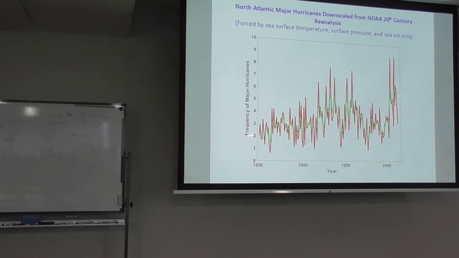And you can see the sort of increase into mid-century and then an abrupt decline, and then a big increase at the end of the 20th century and the early 21st century. Now, this is the well-known North Atlantic hurricane drought. You see it in the actual hurricane records, and you see it in the downscaling.